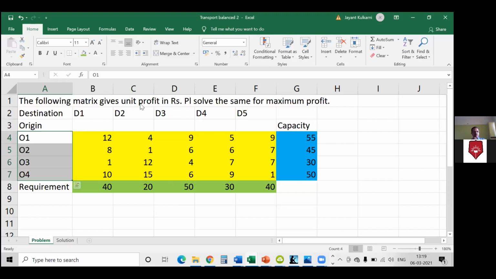Now we have been given a profit matrix and not a cost matrix. So instead of saying that from sending from O1 to D1, there was a cost involved of 12 rupees, now we are saying that there is a profit involved of 12 rupees. That means if you send 1 unit from O1 to D1, you are now going to make a profit of 12 rupees. Correct? Whenever you are dealing with anything that is positive, like profit, your aim is to maximize it. If you're dealing with something negative like cost, your aim is to minimize it. So this is a maximization scenario. That's another version we are going to do.